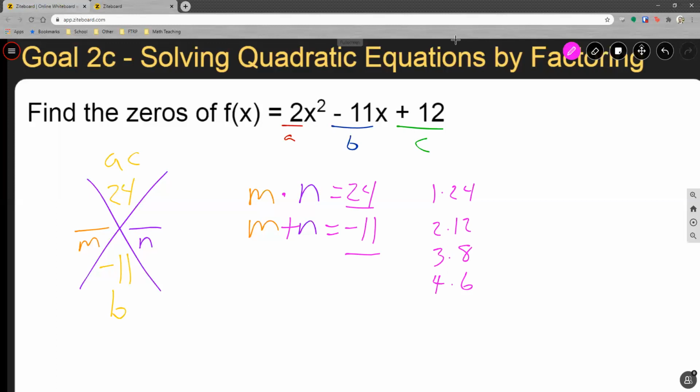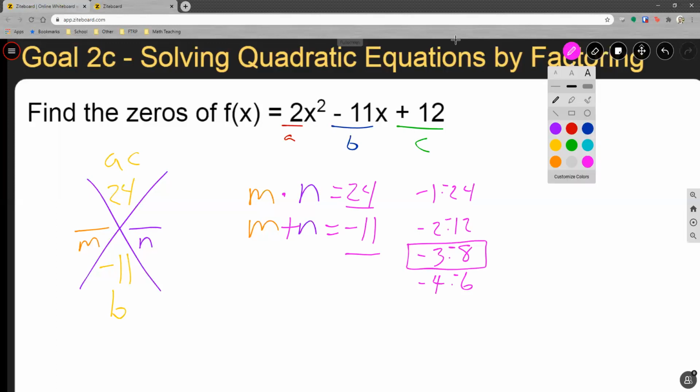And if I have to add them and they give me a negative number, then they both must be negative in this case. So I'm going to need negative 1 and negative 24, or negative 2, negative 12, negative 3, negative 8, or negative 4, negative 6. Well, to get 11, there's only one choice that works. Negative 3 and negative 8. So my m value is negative 3, and my n value is negative 8.